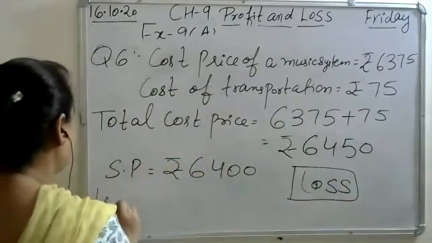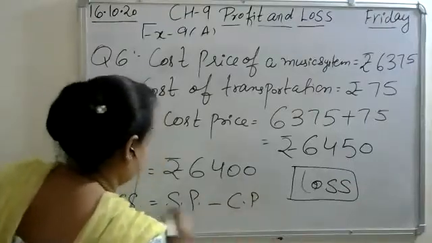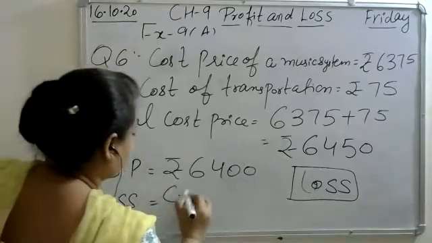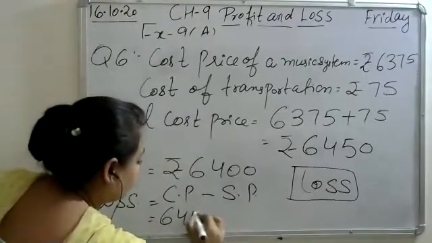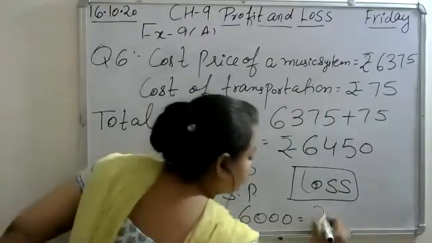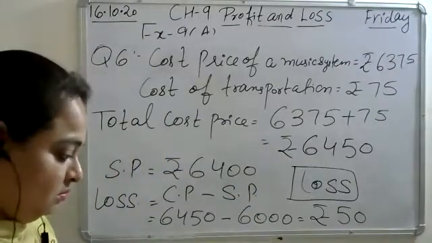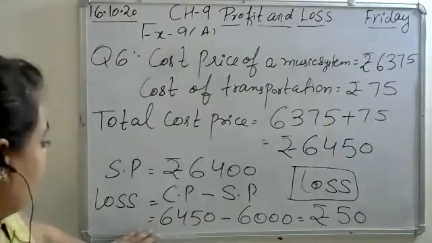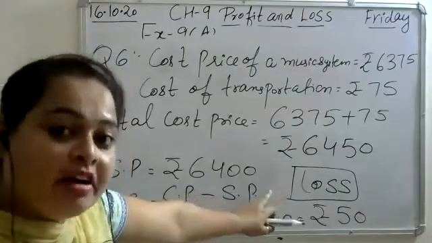Loss is cost price minus selling price. So 6450 minus 6400, rupees 50. So actually we will face loss here. Loss is 100% correct.